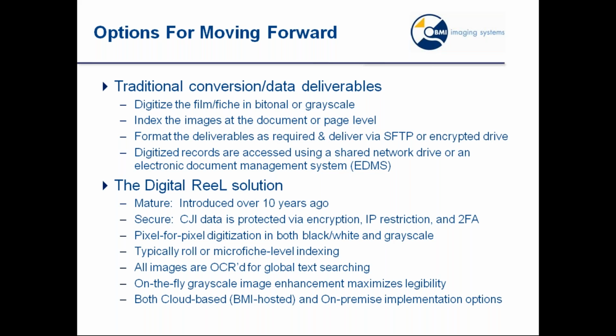We have the ability to do on-the-fly grayscale image enhancement. And the reason for doing that is you may find old documents coming off film that are difficult to read. It's very common. So we have the ability in Digital Reel to look at the grayscale version and actually make adjustments to the quality of that to maximize legibility.